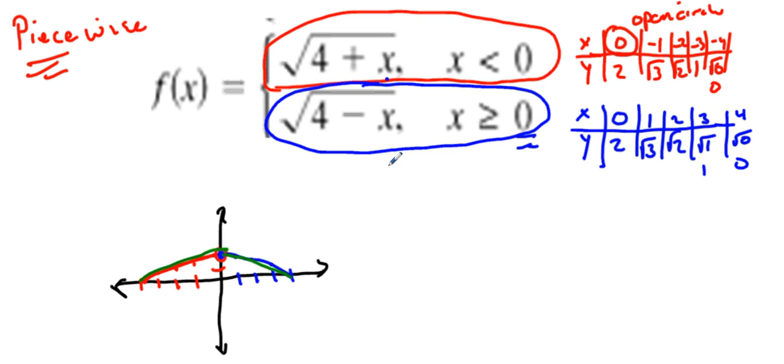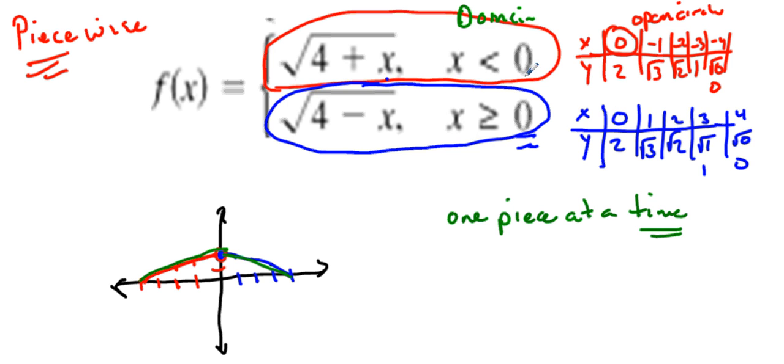Once again, only graph the portions for which they give you the domain. That's the key thing. Take each piece at a time. One piece at a time. Don't be selfish. Always start at the value they give you, the starting domains. Plug it in and look for the open circle. That will help you out.